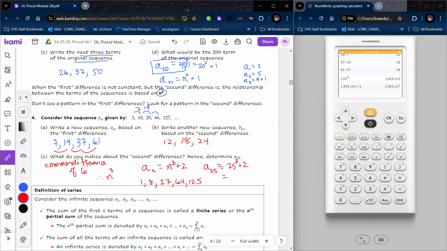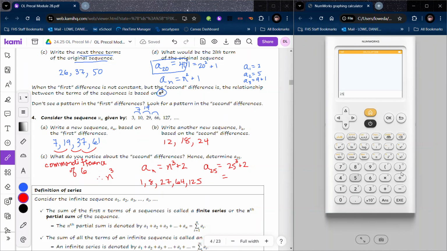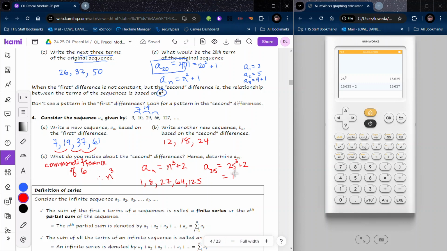So let's make that correction. Let's go ahead and clear. So 25, not squared, 25 raised to the third power plus 2. That gives me 15,627. So that would be my 25th term. So look for these common differences, look for these patterns if you don't see a pattern initially.